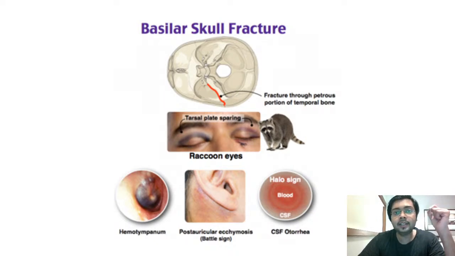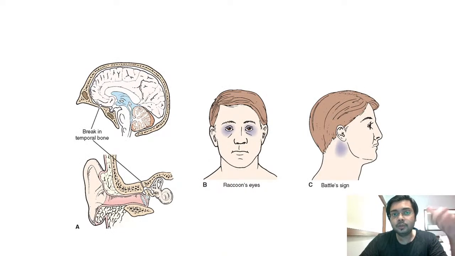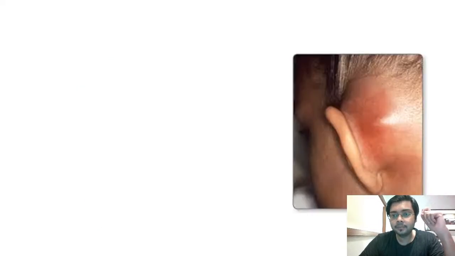It is seen in fracture of the base of the skull, most commonly from the middle cranial fossa, and what all things you will get: raccoon eye. You can get CSF otorrhea, you can get post-auricular ecchymosis, that is Battle sign, and you can get a bluish tympanic membrane, which is a hemotympanum, right? So these all you will get as clinical signs in case of a road traffic accident causing a base of skull fracture. So raccoon eye, Battle sign, hemotympanum.